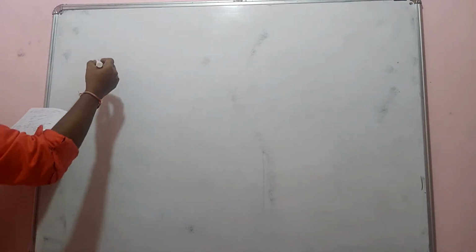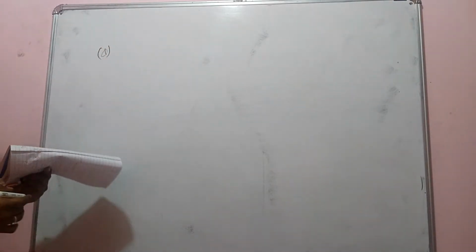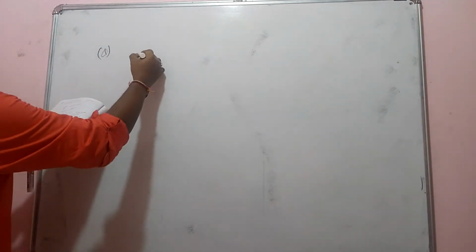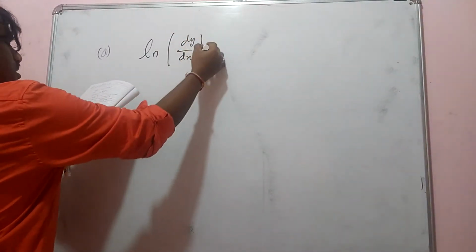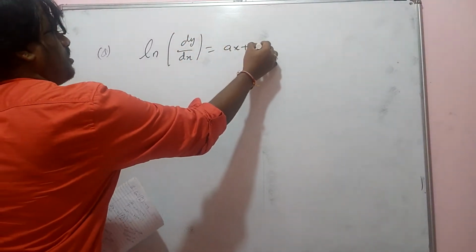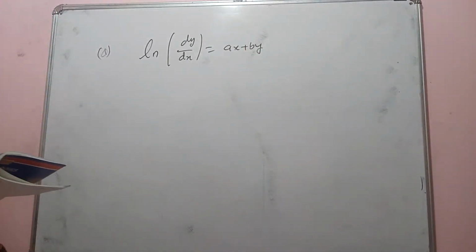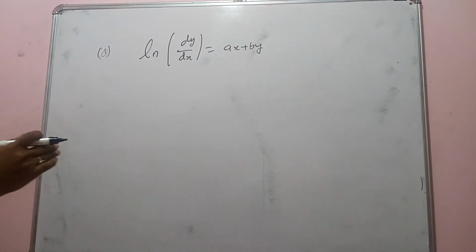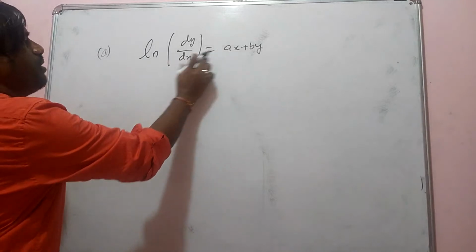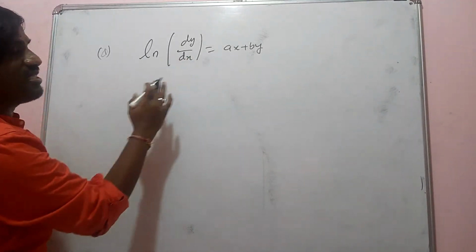Let us see one more example to make you understand clearly. So one more thing is ln. You have ln dy by dx is equal to ax plus by. This is what they said. Now, can you separate this? Can anybody tell me? Yes, I can separate this because there is no problem. Ln is there, equal to only there. There is no plus sign or minus sign.